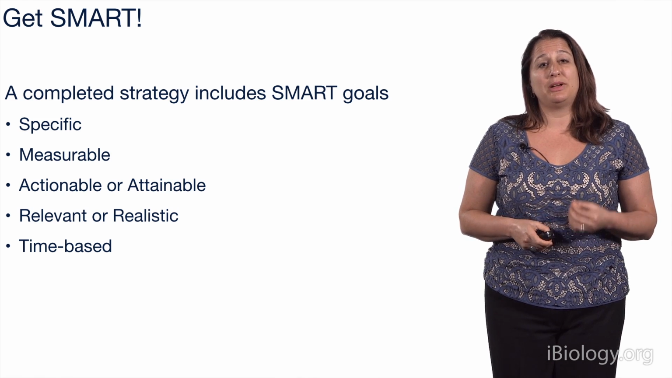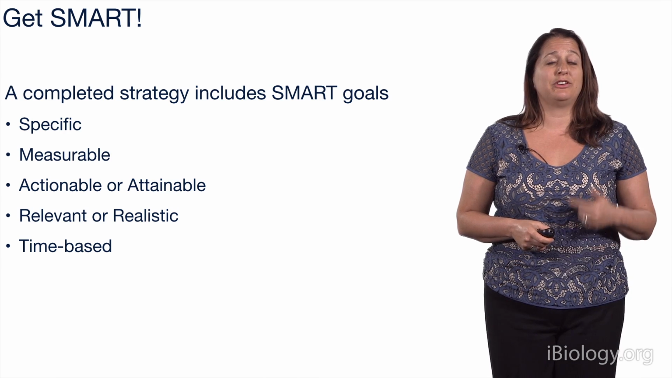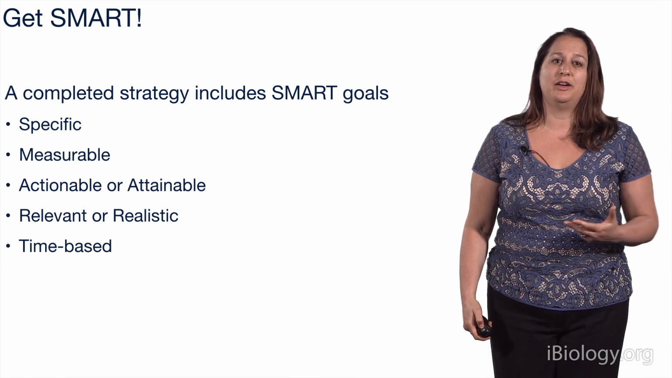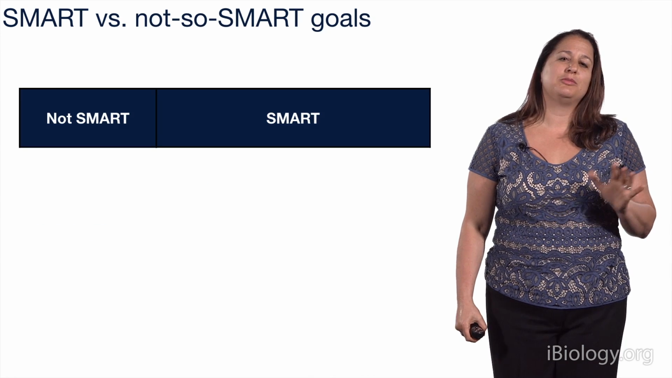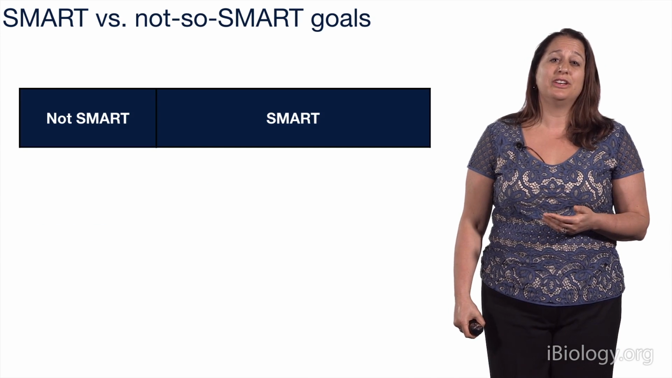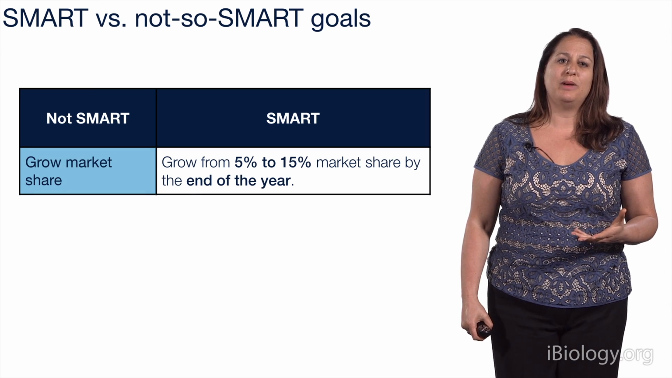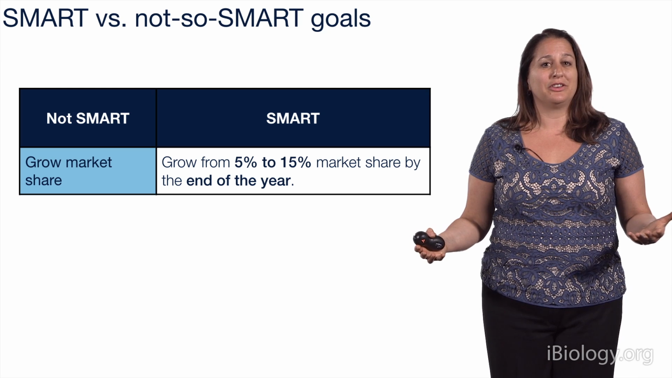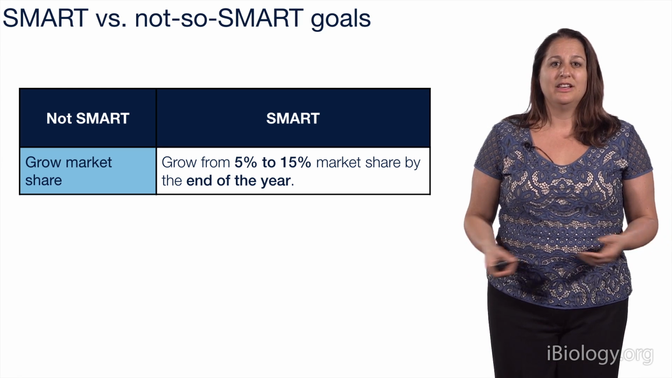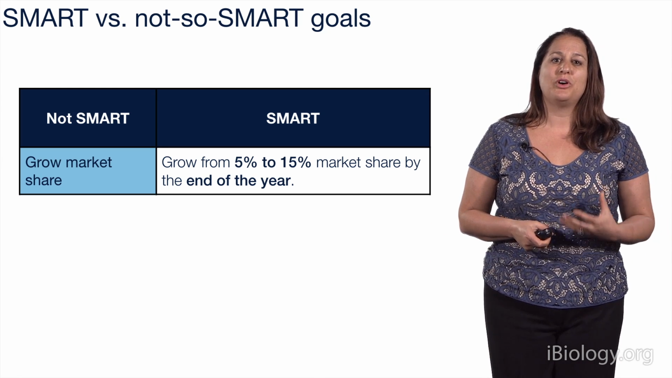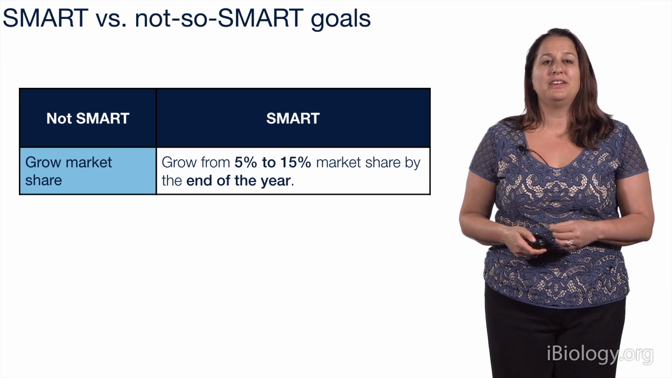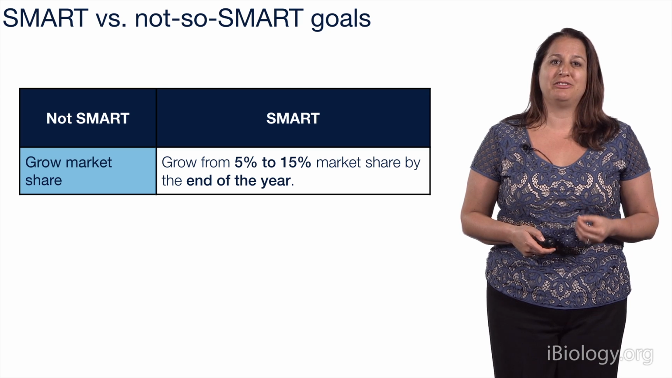The critical thing about SMART goals is that they're very specific, they're very time-based, and it's something you can actively monitor over the course of time. Here are some examples of some not-so-SMART goals, and then the SMART iteration of them. A not-so-SMART goal might be grow market share. It doesn't really mean a lot in the absence of any other context or data. The SMART version might look like grow from 5 to 15% market share by the end of the year. It's time-based, it's specific, you know what you have to do.